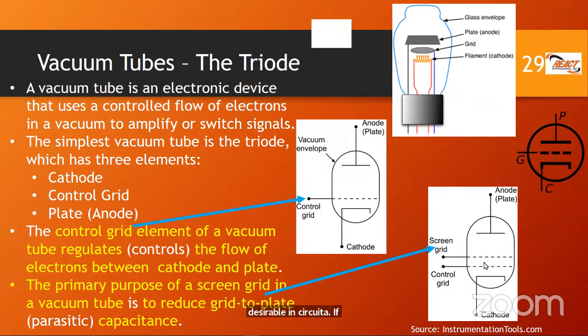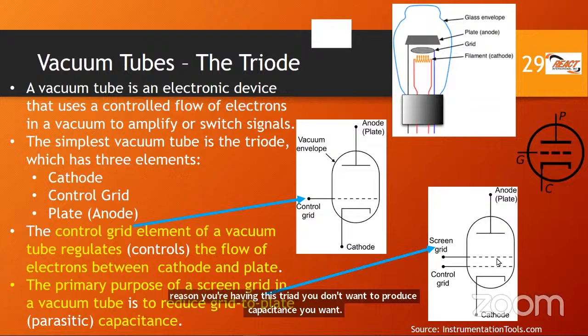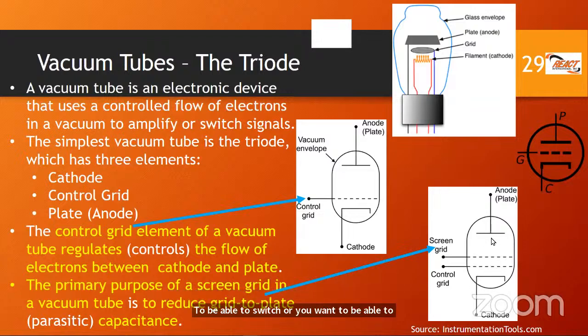If you want it, that's fine, but it's not the primary reason you're having this triode. You don't want to reduce capacitance. You want to be able to switch, or you want to be able to amplify. And if there's capacitance, parasitic capacitance, extra capacitance or unwanted capacitance, it may affect the function of your circuitry.